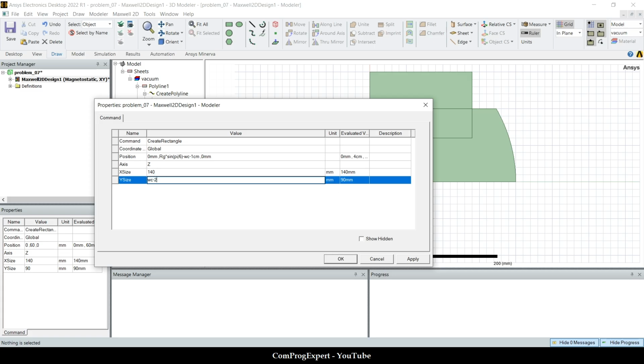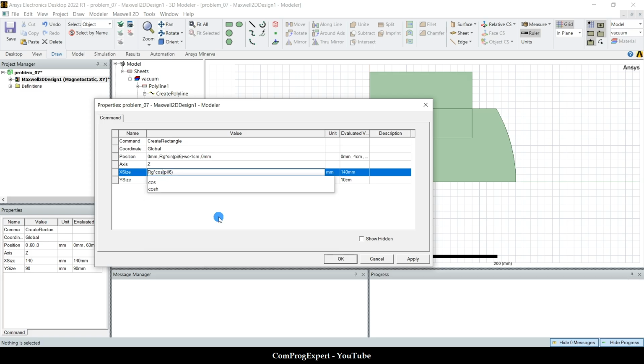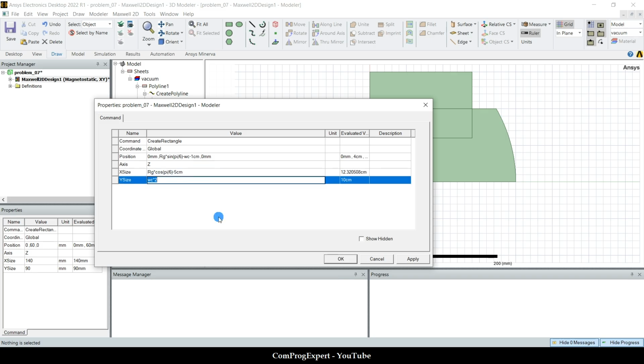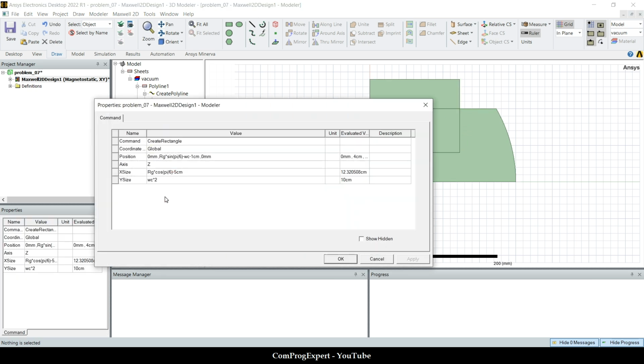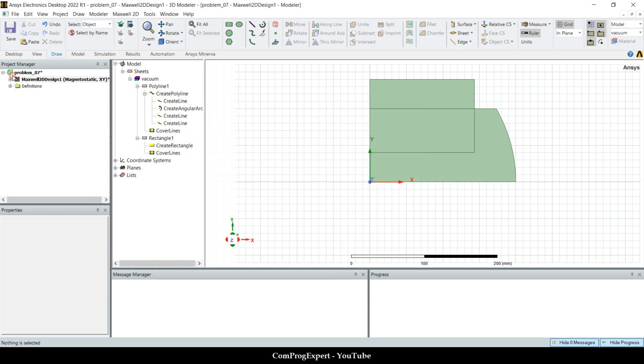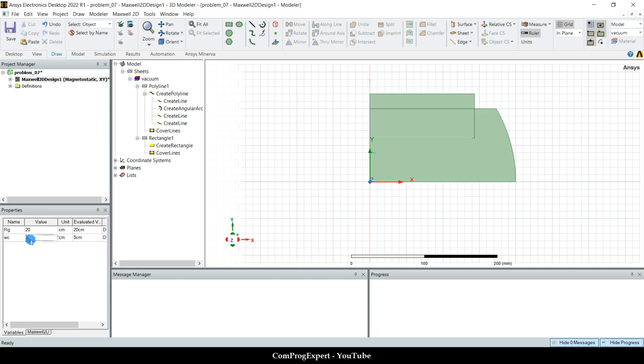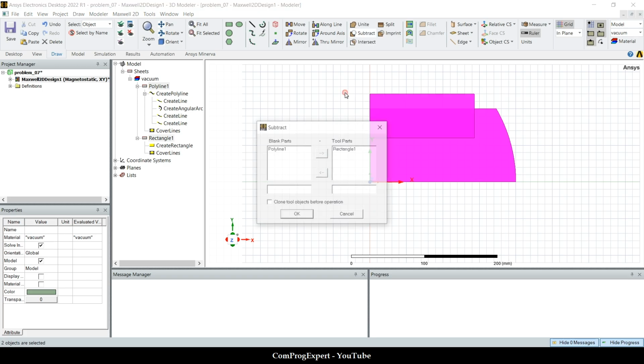We can consider 2 times 2. And the x coordinate, I can consider this times cosine minus 5 centimeters. This 5 is an arbitrary number. Let's consider 3. And here we can modify the width of the coil. For example, if I consider 3, yes, this is better. So select this one, subtract.